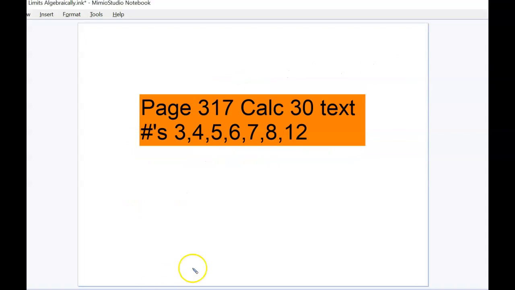There are a few questions to try from your Calc 30 textbook on special trig limits. Give those a whirl and see how you do.